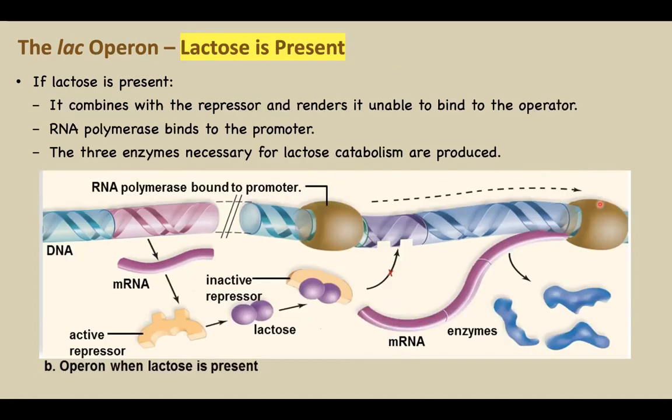Okay, so next, when lactose is present. So if lactose is present, it combines with the repressor. Okay, so lactose berada kat luar sel ni, kat dalam sel, sorry. Dia akan combine dengan the active repressor. Bila dia combine, it makes the repressor inactive because dia dah change its shape.